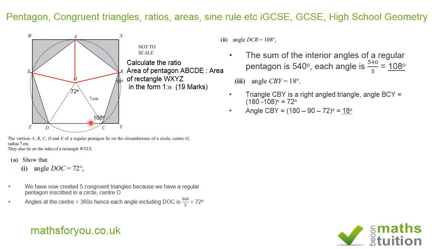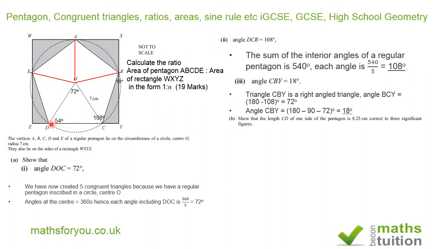Next, we need to find the length of each side of the pentagon. Before we can do that, we need to find this angle so that we can use the sine rule. Because this angle at the center is 72 degrees, the angles at the bottom, this one and that one, should be 180 minus 72 divided by 2, and we get a value of 54 degrees. So this angle here is 54 degrees.